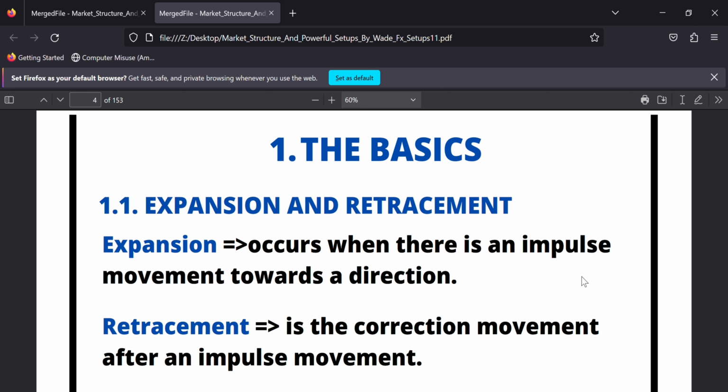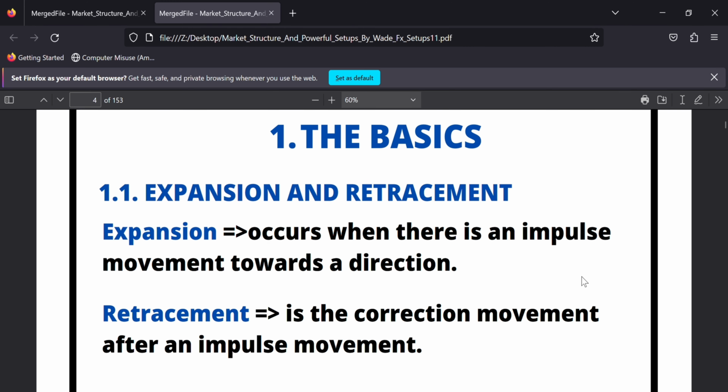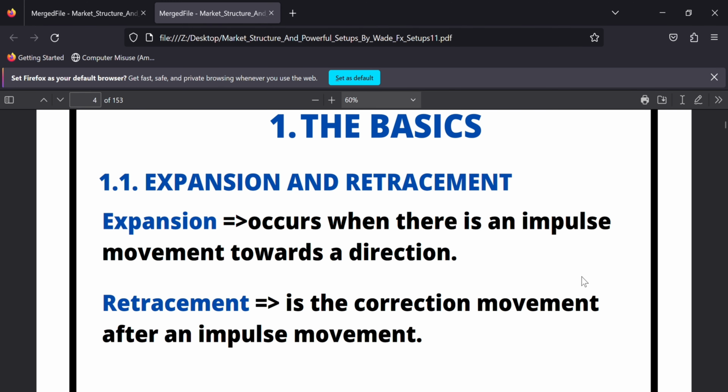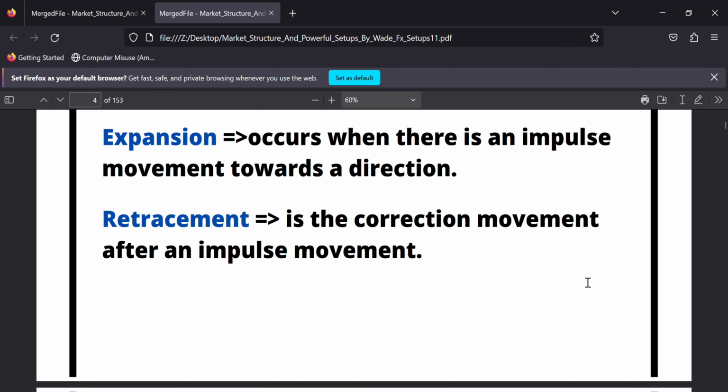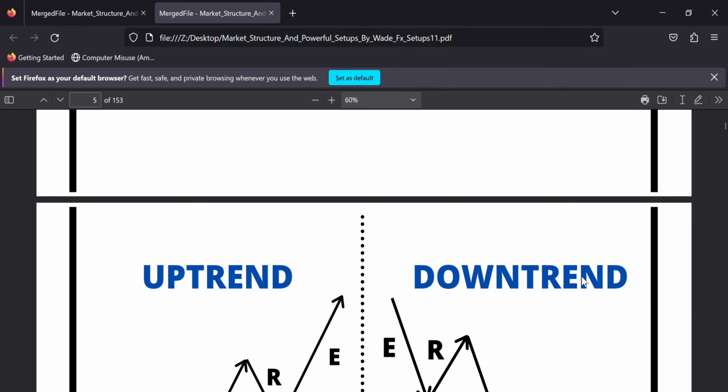Expansion and retracement. Expansion occurs when there is an impulse movement towards a direction. Then retracement is a correction movement after an impulse movement. I'm going to explain this.